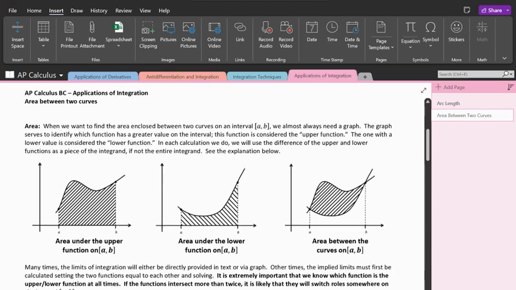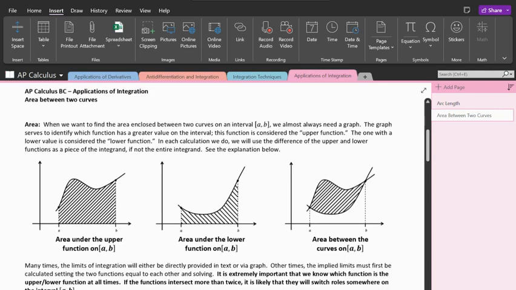Okay, so another application of integration is to find the area enclosed between two curves. We almost always need a graph, and it serves to identify which function has a greater value on the interval, and that function is going to be considered the upper function. The one with the lower value is considered the lower function. In each calculation we will use the difference of the upper and lower functions as a piece of the integrand, if not the entire integrand.